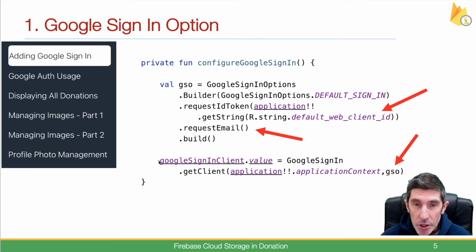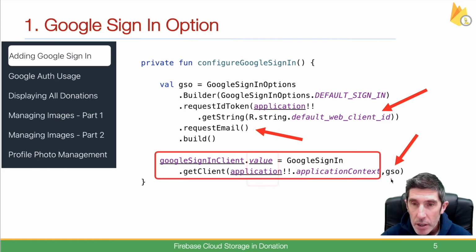Okay, and then what you do is, and again, this is all part of the library, so you need to make sure you have the correct libraries and dependencies as part of your project. We have a Google sign-in client. So again, this is mutable data. This is within our Firebase Auth Manager. We pass in that GSO, as we call it there, into the Google sign-in get client call.